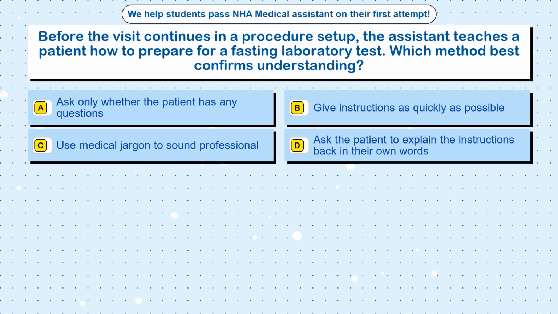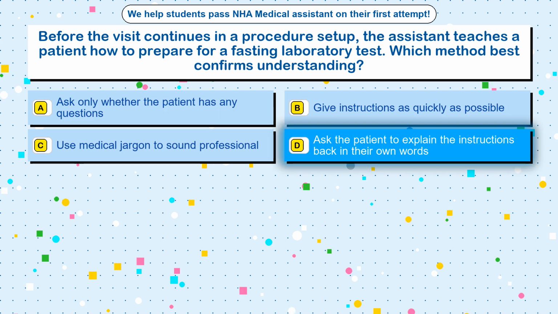Question 21. Before the visit continues in a procedure setup, the assistant teaches a patient how to prepare for a fasting laboratory test. Which method best confirms understanding? Option A. Ask only whether the patient has any questions. Option B. Give instructions as quickly as possible. Option C. Use medical jargon to sound professional. Option D. Ask the patient to explain the instructions back in their own words. The correct answer is option D. Ask the patient to explain the instructions back in their own words.